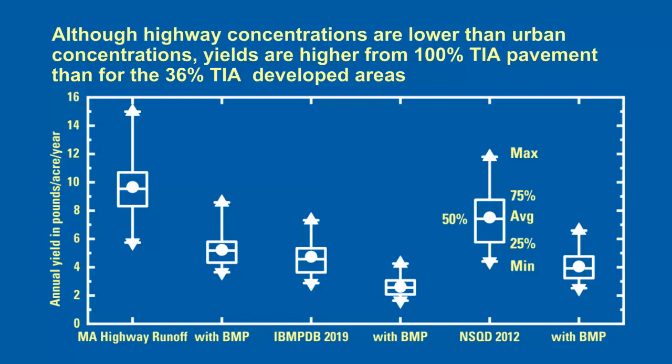The long-term average simulated yields for the highway are 9.67 pounds per acre per year and 5.23 pounds per acre per year with BMP treatment. Long-term average simulated yields are 4.74 pounds per acre per year for the International BMP data and 2.62 pounds per acre per year with BMP treatment. Long-term average simulated yields are 7.52 pounds per acre per year with the National Stormwater Quality Database data and 4.06 pounds per acre per year with BMP treatment.